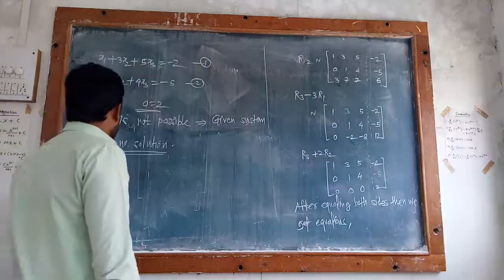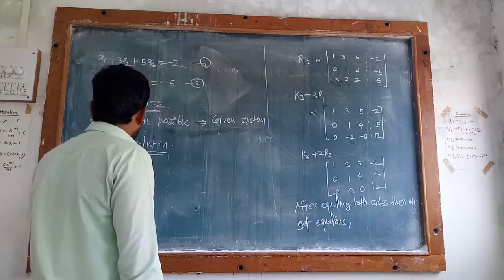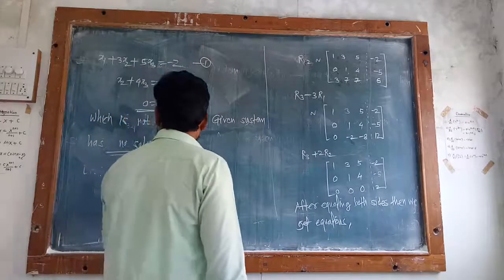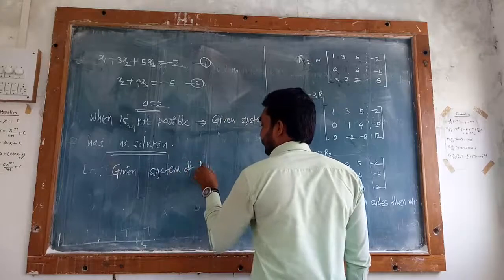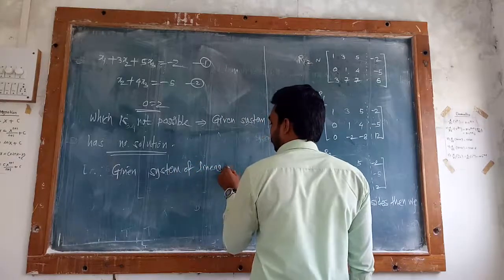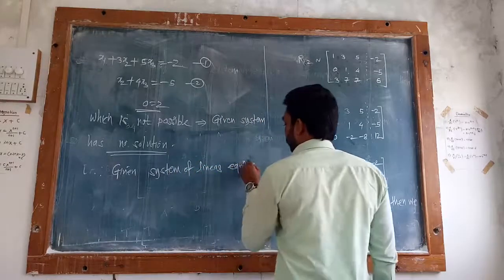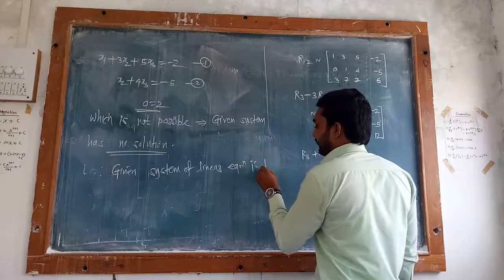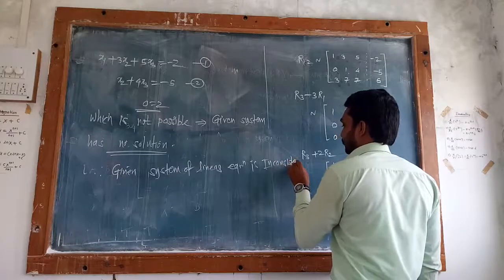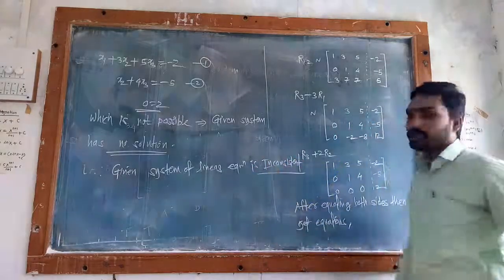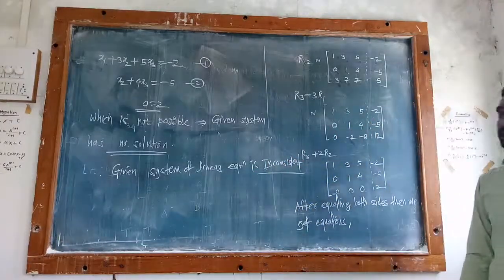Therefore, the given system of linear equations is inconsistent. So the given system of linear equations is inconsistent.